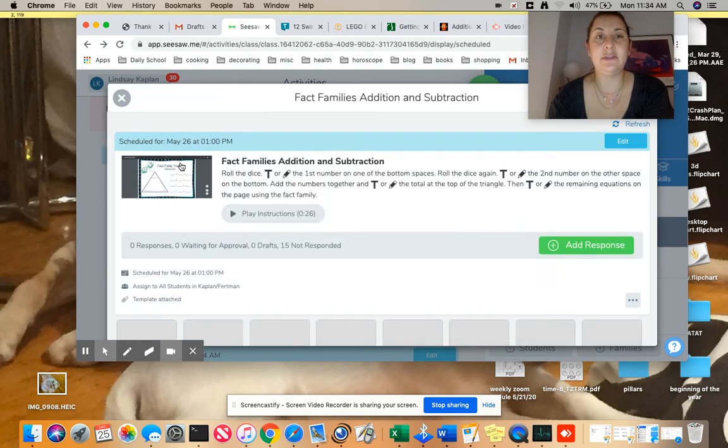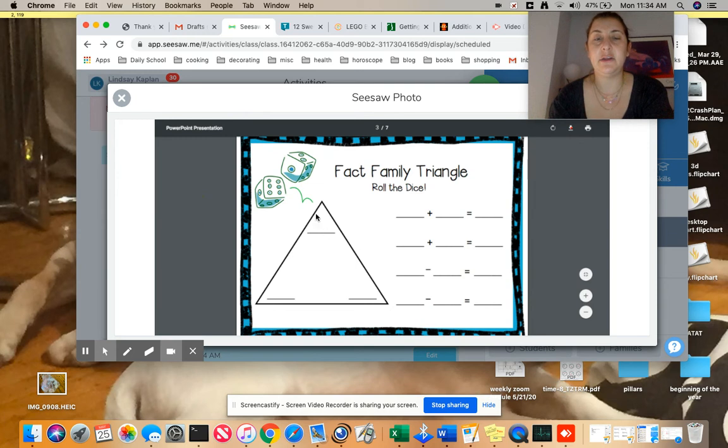Okay, actually, let's just do it this way because I think you'll understand. So you're going to roll the 2 dice. One of those numbers that you roll is going to be one of your parts, and the other number is going to be your other part. So like I said, let's say I rolled a 6 and a 2. 6 is going to go in one of my part spots, and 2 is going to go in the other one. So these 2 bottom pieces.